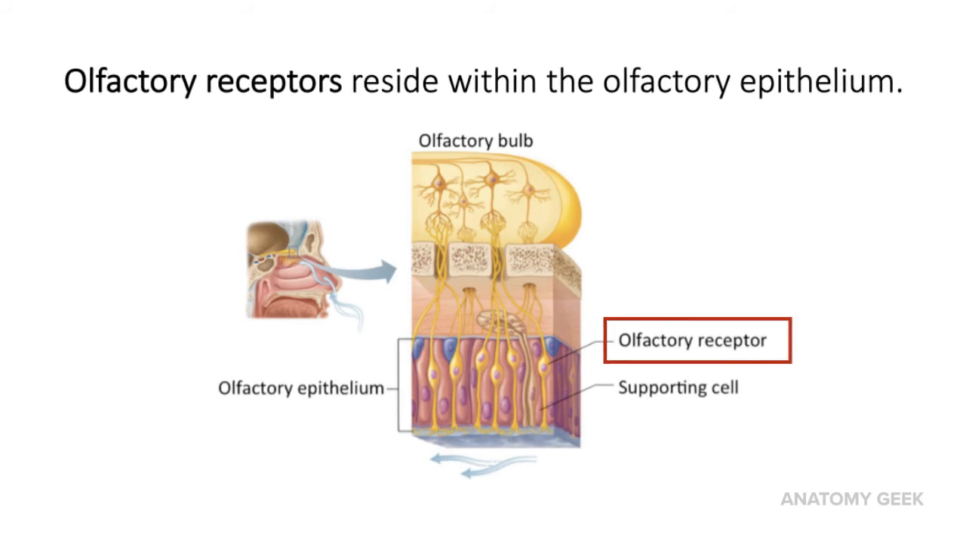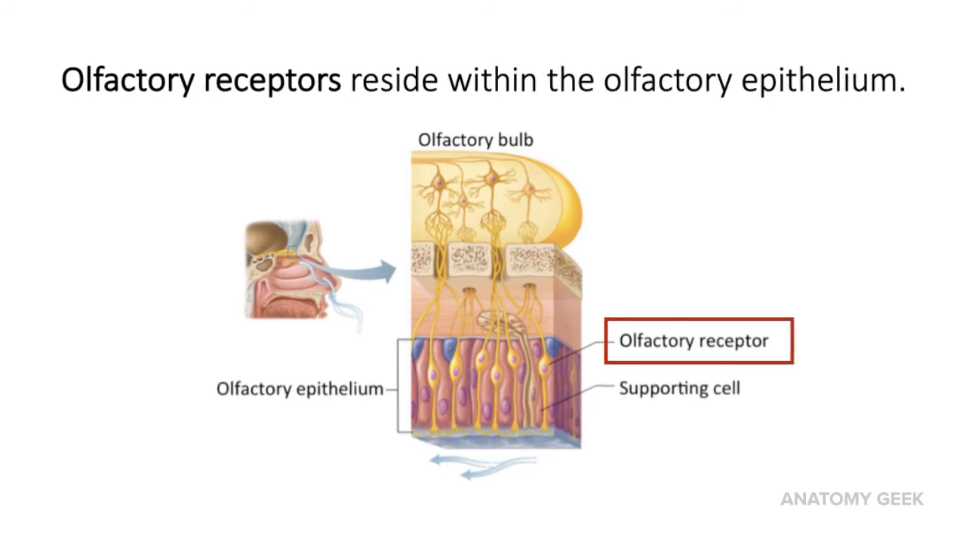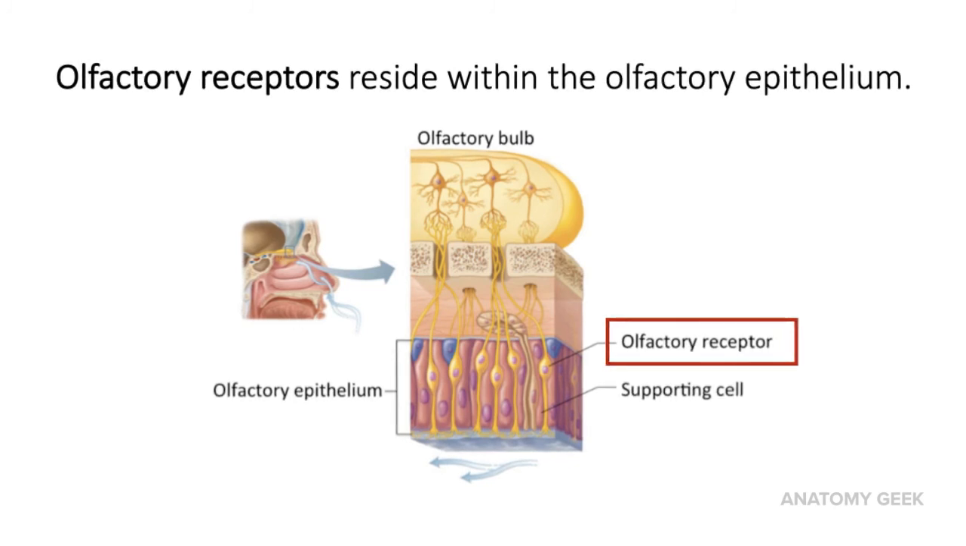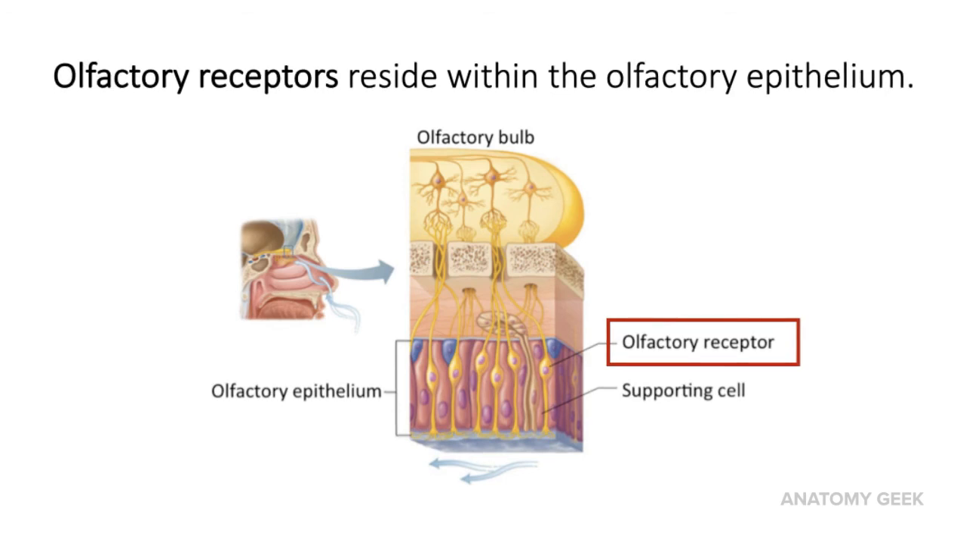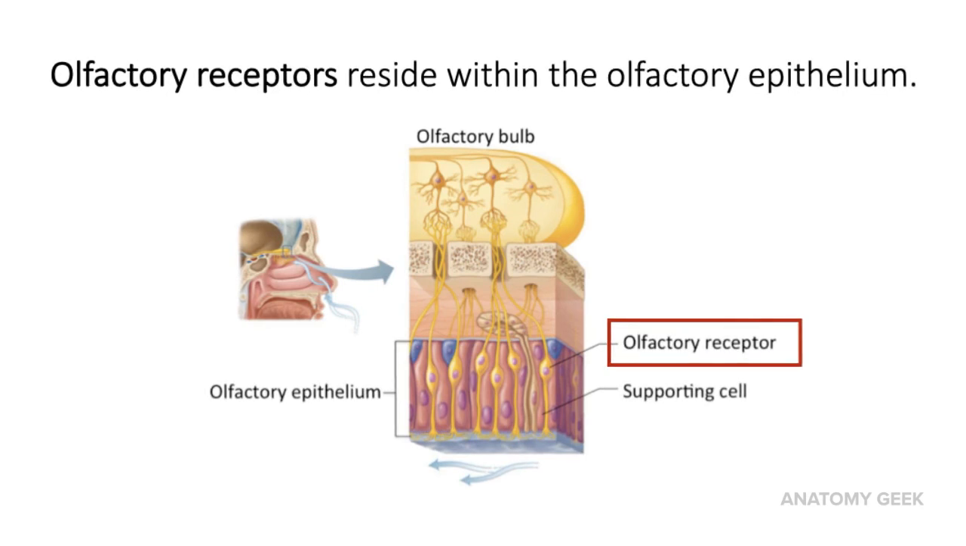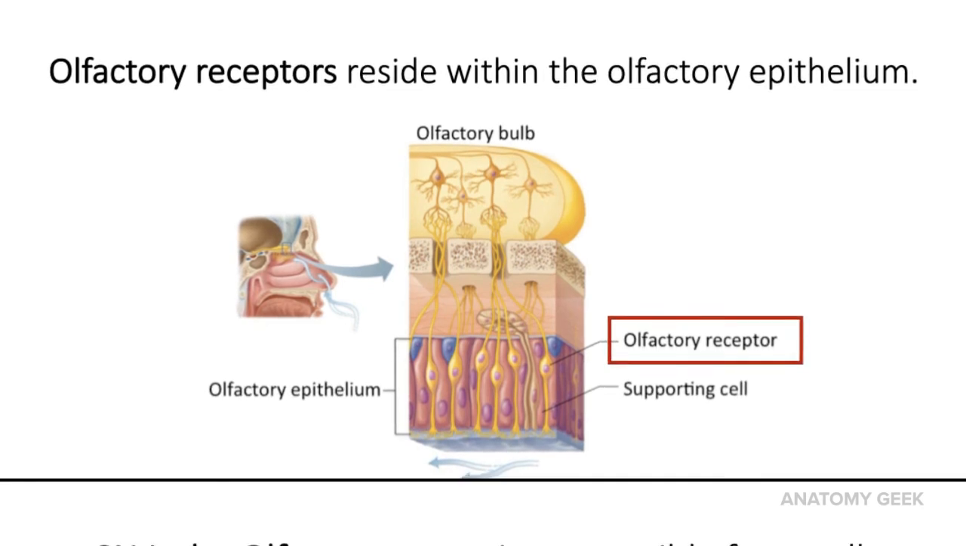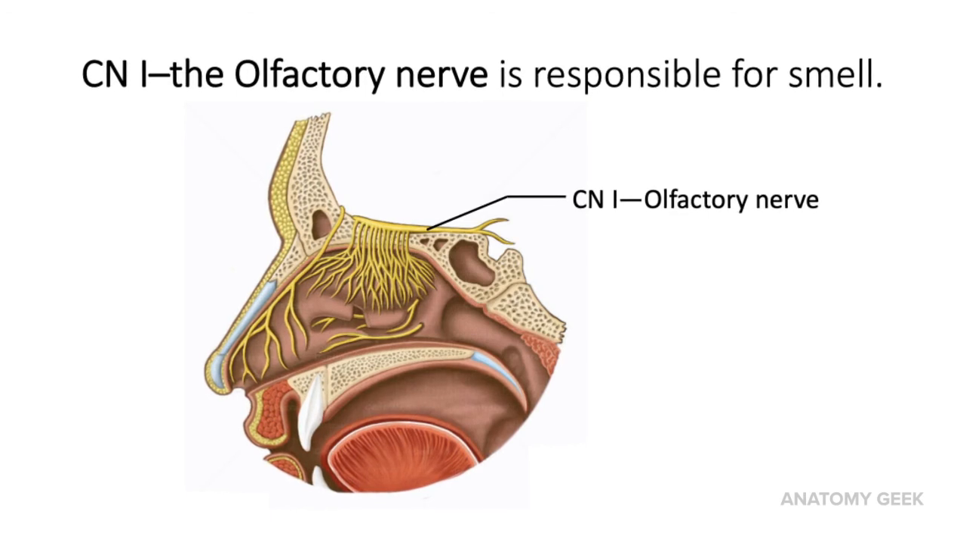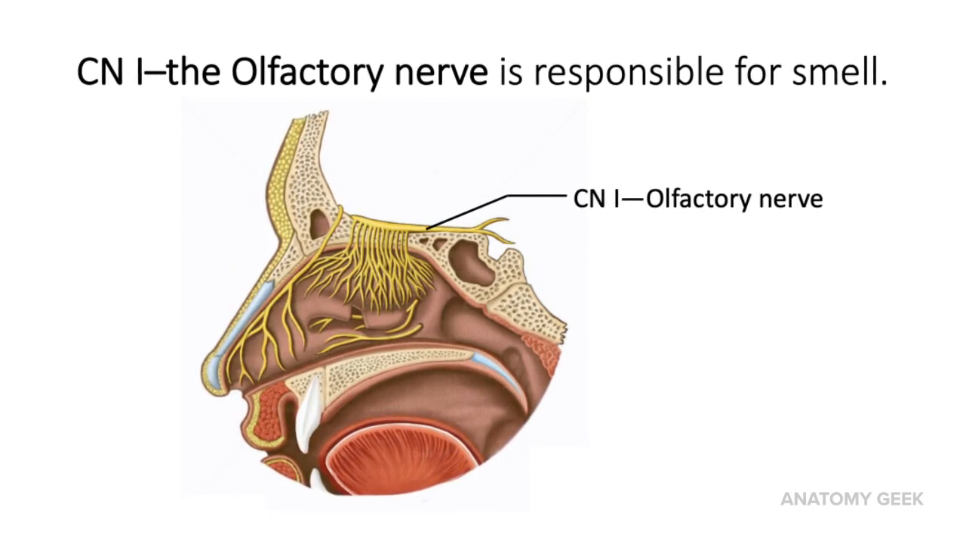Chemoreceptors, more specifically called olfactory receptors, reside within the olfactory epithelium. As a chemical wafts through the air and enters into the nose, it passes along the olfactory epithelium, and it will bind to an olfactory receptor. Once that happens, that receptor will fire and transmit that information to the cranial nerve. Don't forget, the cranial nerve responsible for smell is cranial nerve 1, the olfactory nerve.